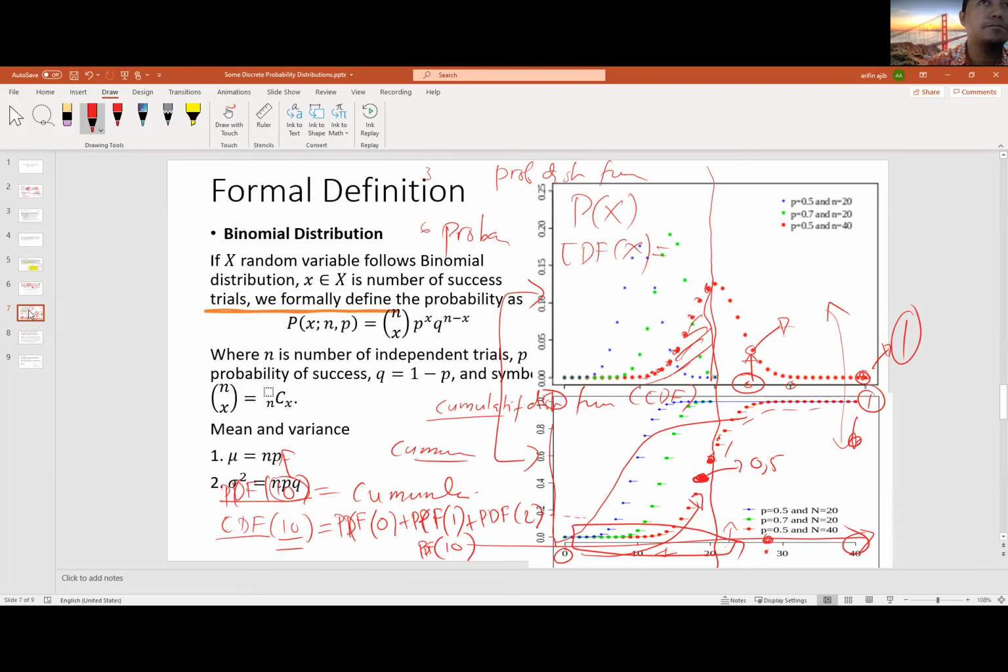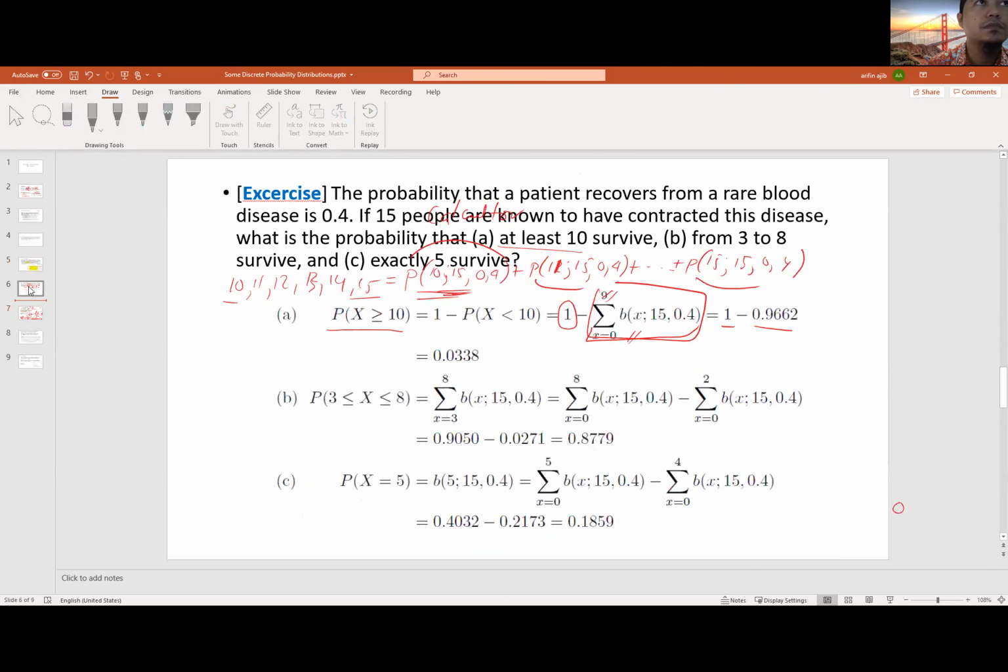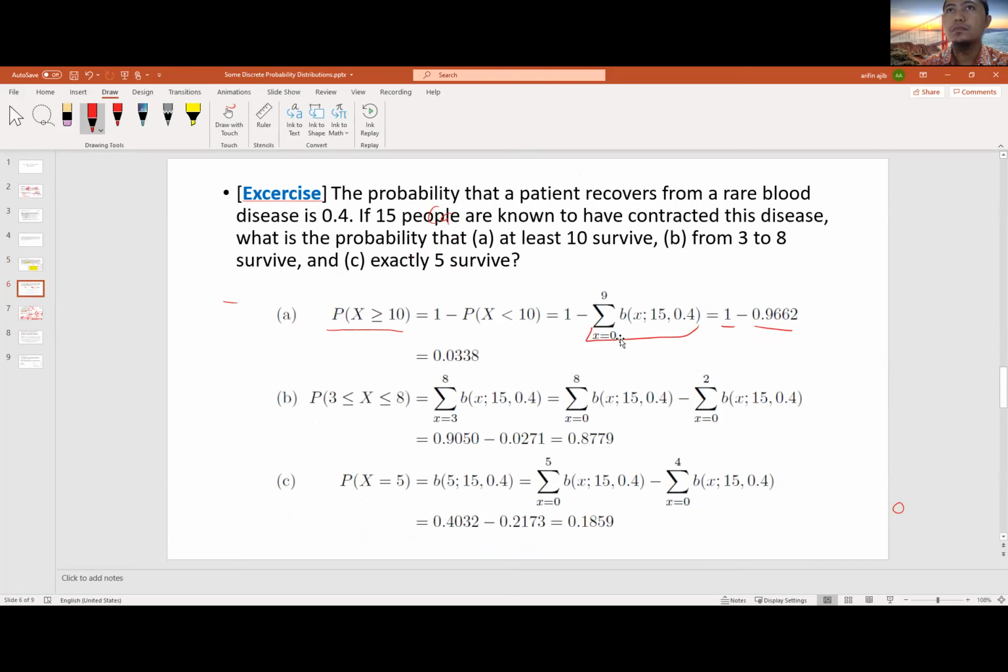Dan ekspresi ini, this expression is kind of CDF 9. Everybody agree? Yes, sir.